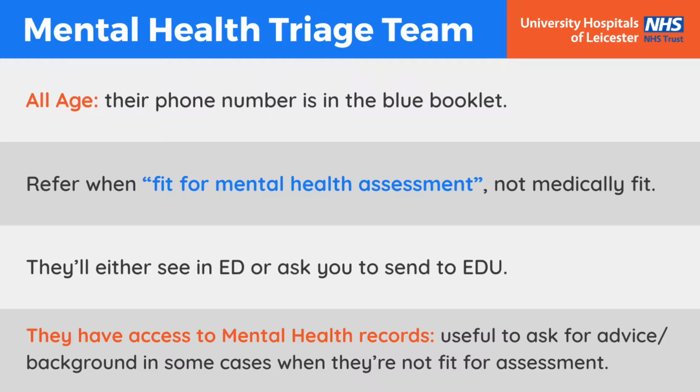Please also do bear in mind that it is very difficult to do a mental health assessment if somebody's still very intoxicated with alcohol. They'll either see the patient in the ED or ask them to send them to EDU on the EDU mental health pathway. You can also contact them at other times for advice or previous records on a case-by-case basis. They do have access to RIO, which contains all the mental health records, and this can be an invaluable source of information, especially on very unwell patients.